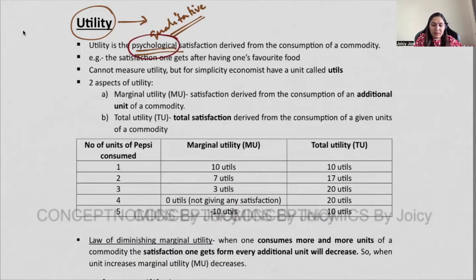Now, an example, apart from the class example, would be when you eat your favorite food: you get some level of satisfaction, some level of happiness. That can be converted into a qualitative aspect, which can be called utility. We call every unit of utility a util, even though we cannot actually measure it in terms of numbers. There are two aspects of utility. The first one is marginal utility and the second one is total utility.